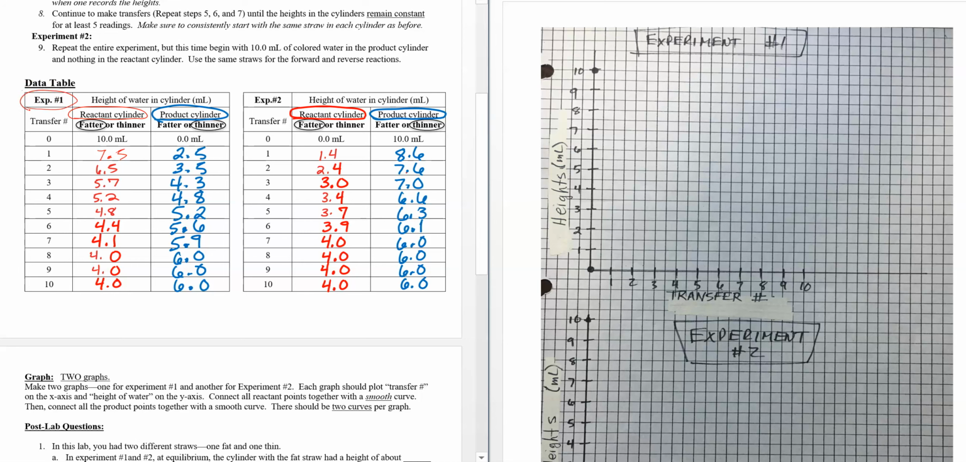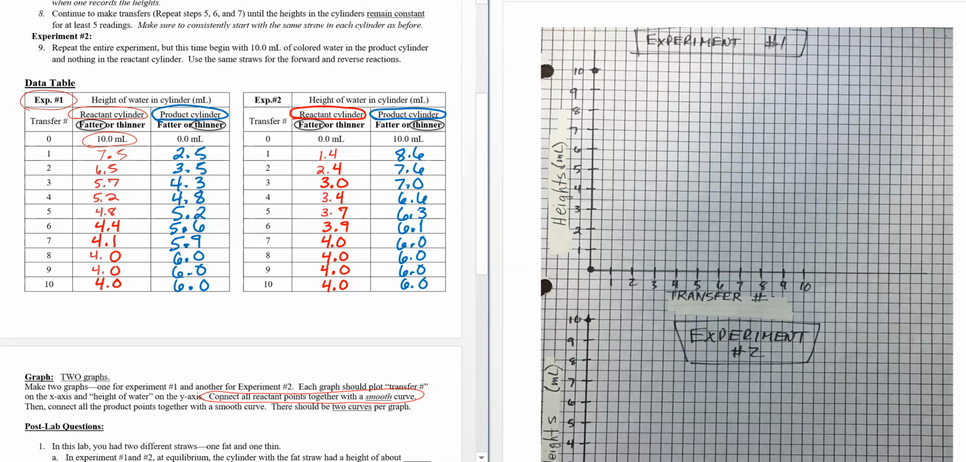Experiment number 1 is how I first did it, where we started with 10 milliliters in the reactant cylinder. So we had a lot in the reactants on the left, and then we had nothing in the products on the right. So what we want to do is we're going to basically graph all of the reactant data, and we're going to connect that with one smooth line. So see how it says connect all reactant points together with a smooth curve.